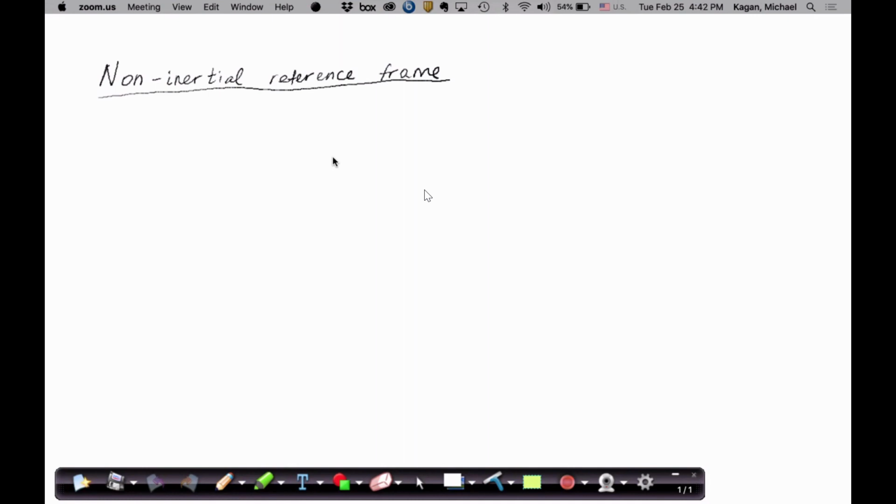A better definition would be it's a frame in which the law of inertia holds. So everybody knows the law of inertia, right? An object will keep moving at a constant velocity or remain at rest if not acted upon by forces, or forces are balanced. So this is the law of inertia, and it holds in inertial frames.